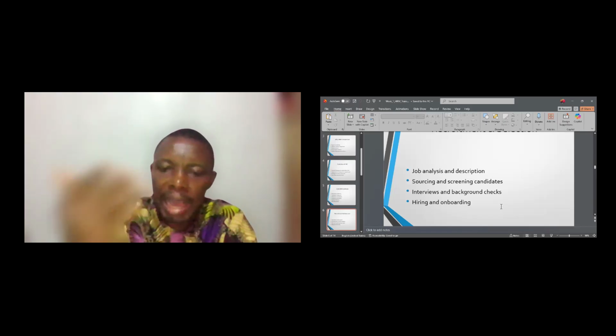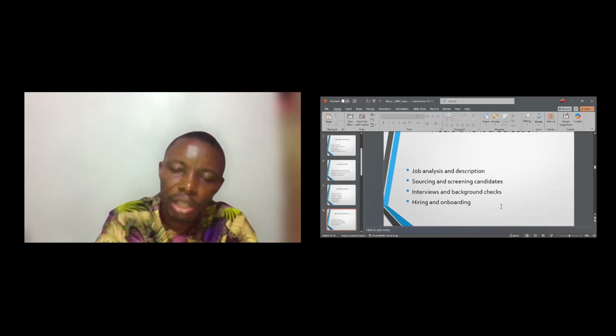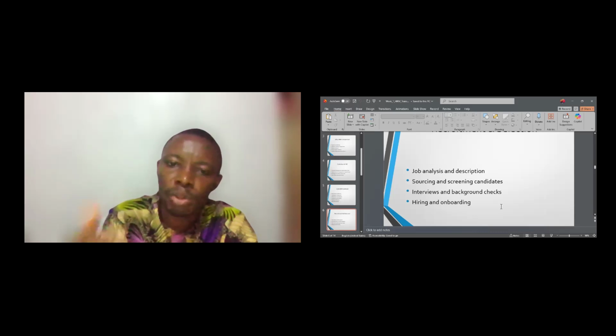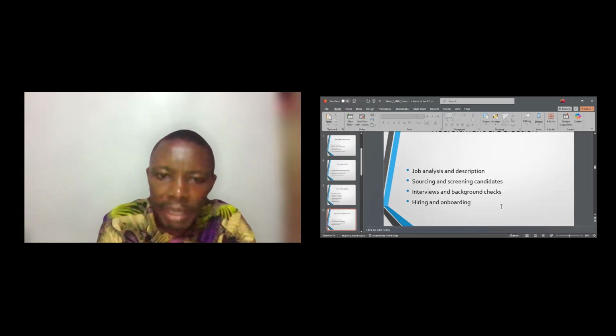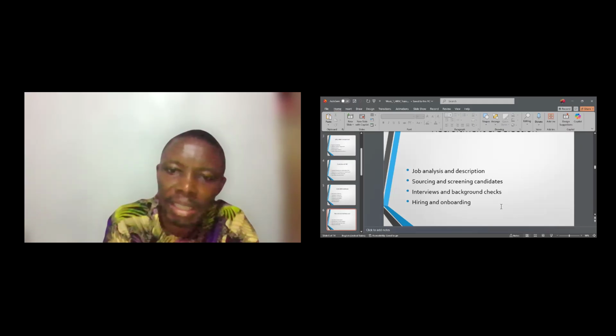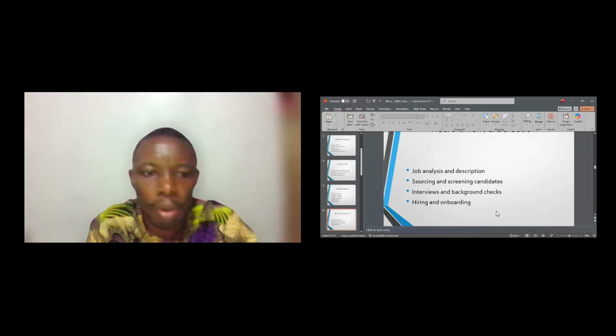Sourcing and screening, as the applications are coming, you are checking. You have your checklist: name, degree, age, location, years of experience. You have all this, your checklist in your Excel list. So as you are checking them, those that meet up with the requirements are those that you will be getting for an interview. Then after the interview, you do your background check, you do your hiring, and then onboarding.